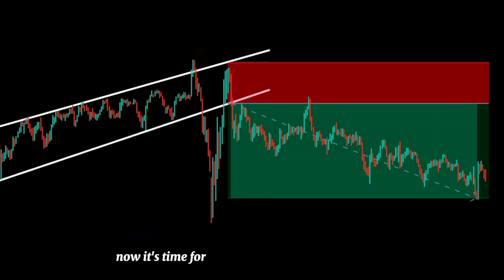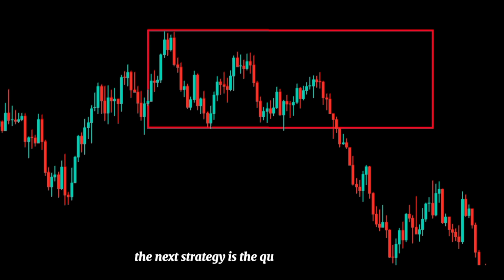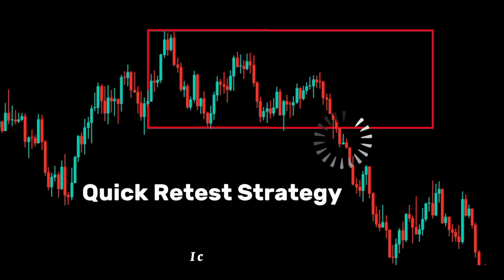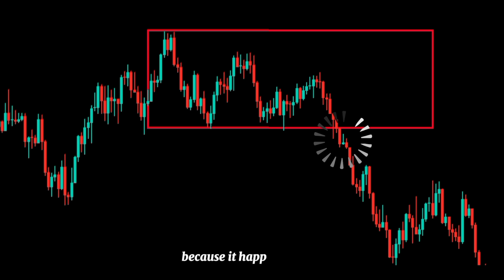Now it's time for me to show you the next strategy for trading breakouts. The next strategy is the quick retest strategy. I call it the quick retest because it happens so fast that it is only observed by 2 candles. This strategy is the simplest of all, but there are rules that guide it, in order to make it simple.